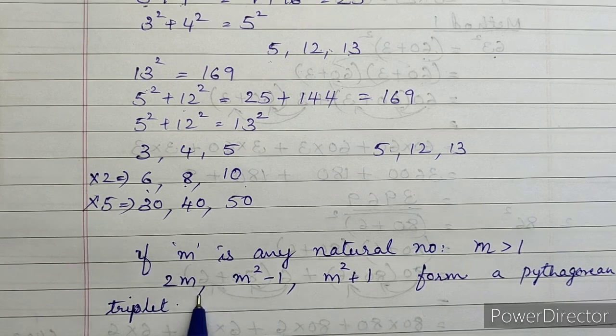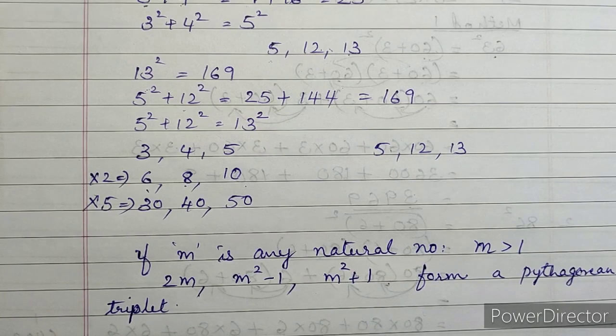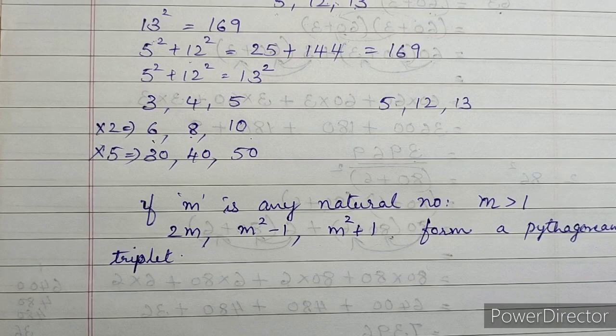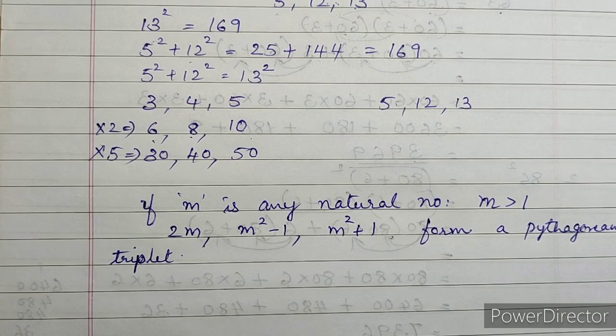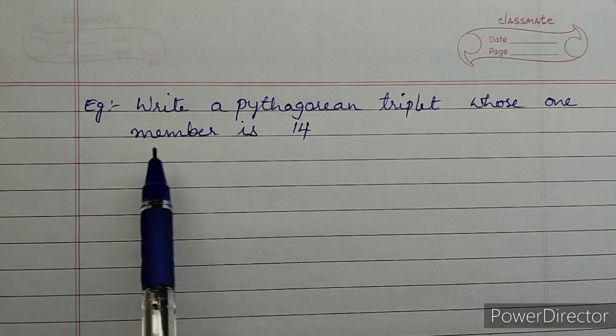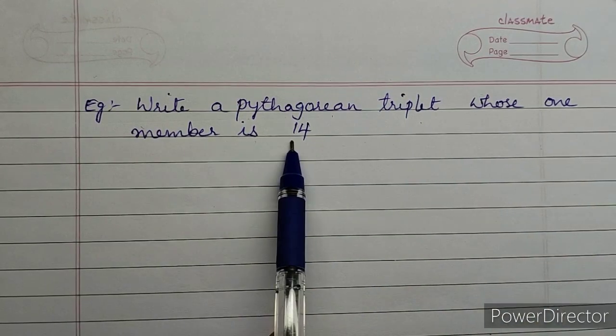In this, which one is smaller and which one is greater, we can't say. While substituting, you have to get m as a whole number. Then you can take that value of m. By using this pattern, if any one number of the triplet is given, we can find the remaining 2 numbers. So let's see how to find that. Write a Pythagorean triplet whose one member is 14.